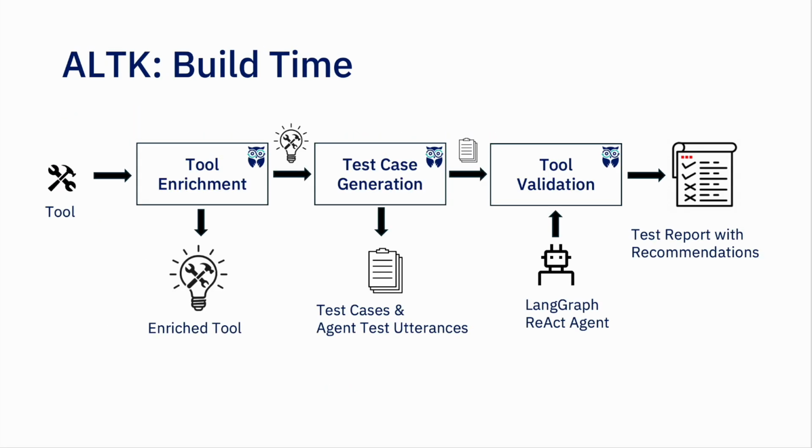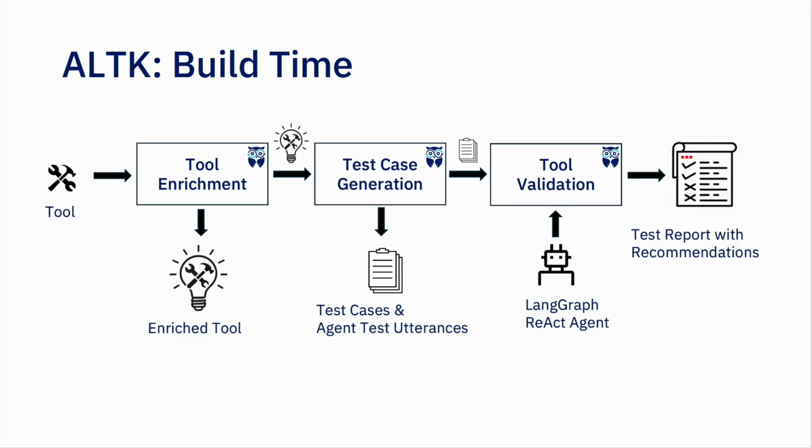Let's look at the overview of ALTK supported build time. A tool can undergo enrichment with the help of tool enrichment component. Next, the test cases for the tool or enriched tool can be generated with the help of test case generation component. It will give reusable test cases and agent test utterances for execution. Once the test cases are generated, the tool can be validated for those test cases with the help of tool validation component. It takes LangGraph React agent as the input to generate the test report and recommendations.